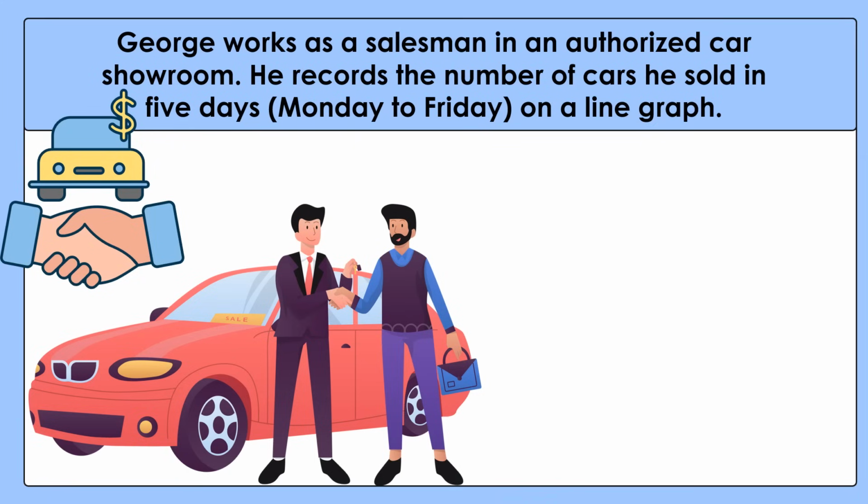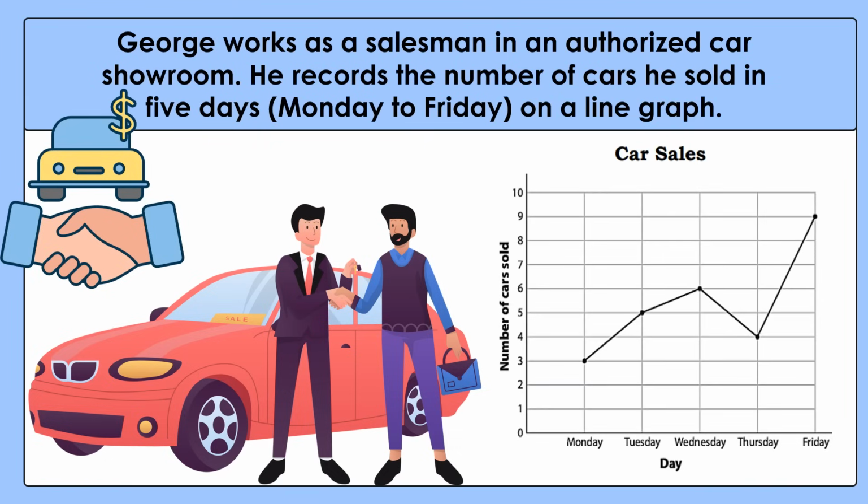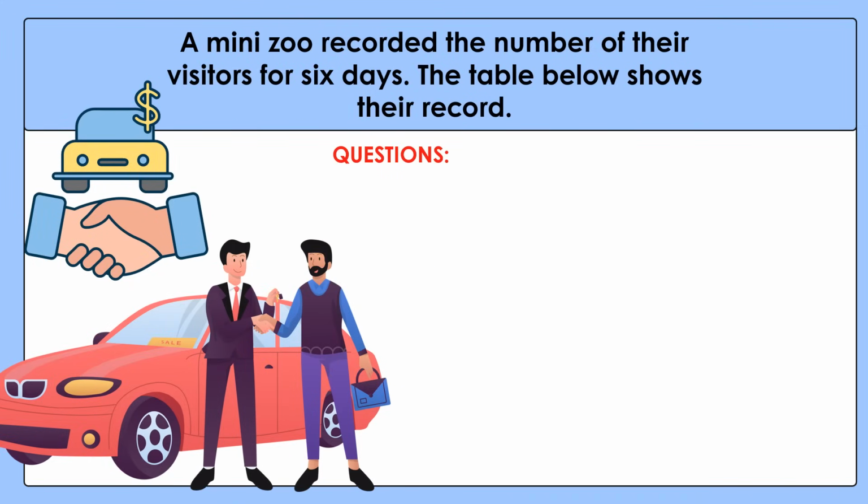Here's the problem. George works as a salesman in an authorized car showroom. He records the number of cars he sold in 5 days, Monday to Friday, on a line graph. So this is what it looks like. Here are the questions that you need to answer.